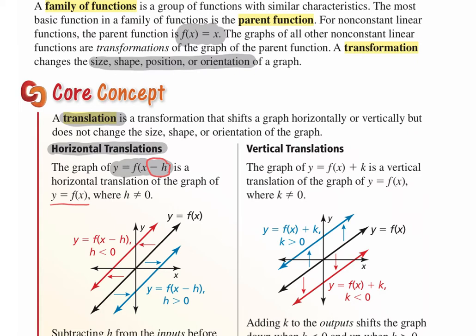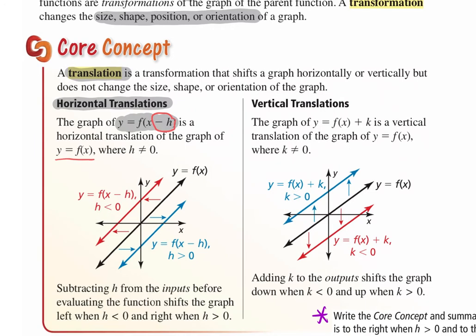So think of me as your parent function, me standing nice and tall. If I take one step to my right, did my body change at all? Did my position change? Yes, I moved over, right? That's exactly what a translation is. Do you see how the black graph on your page in the horizontal translations looks exactly like the blue and the red one? It's just moved over a little bit to the left and a little bit to the right. That's what a translation is.